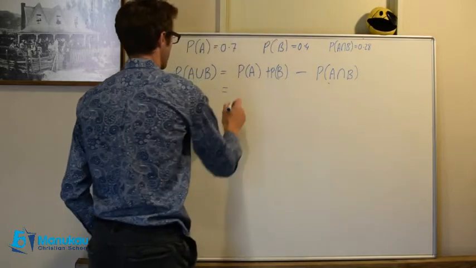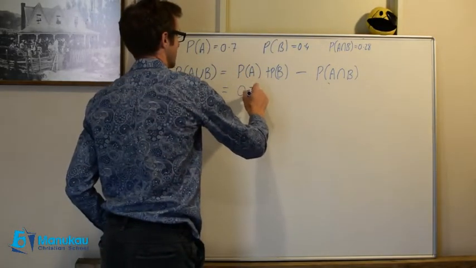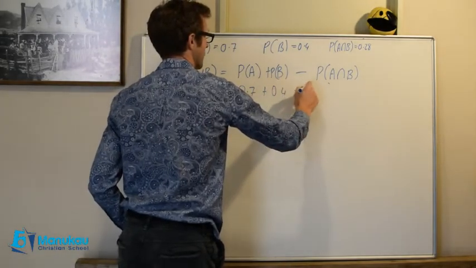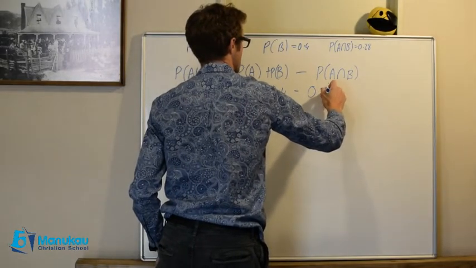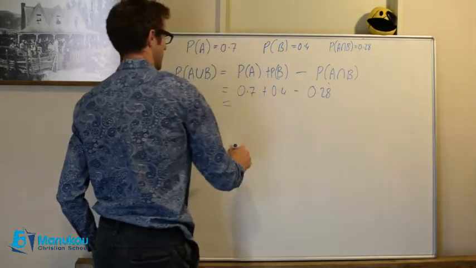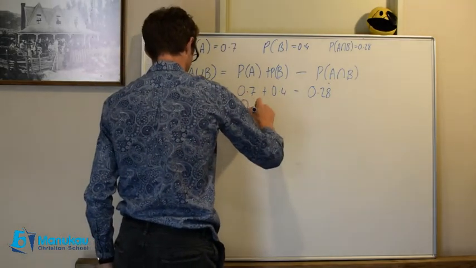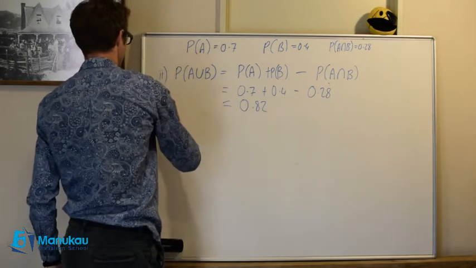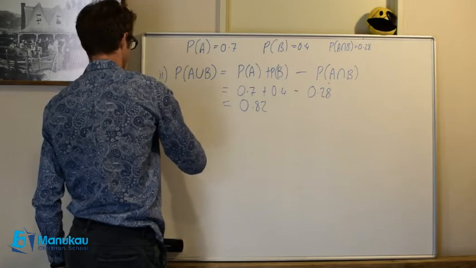Now what have we got? We've got 0.7. We have the probability of B, 0.4. We have just worked out the probability of A intersection B. When we add this all up, we get 0.82. So that's the second question. Now we'll have a look at part C.